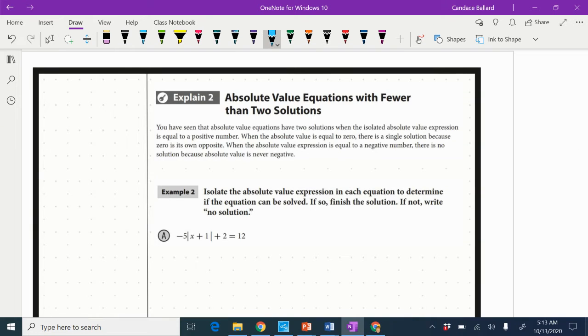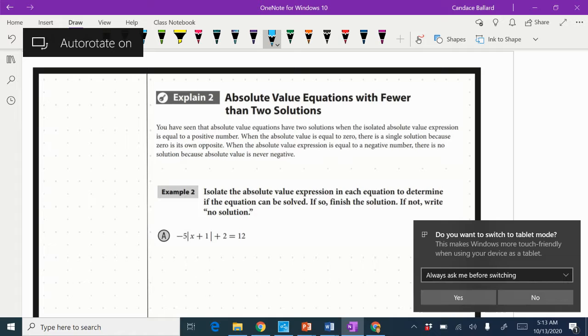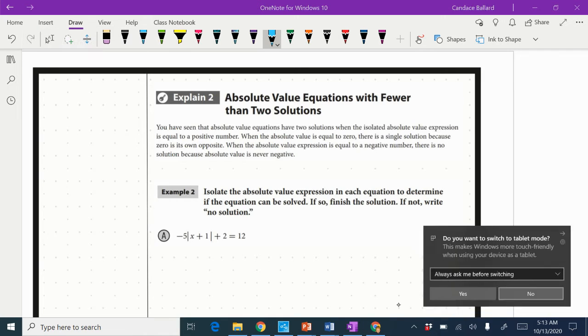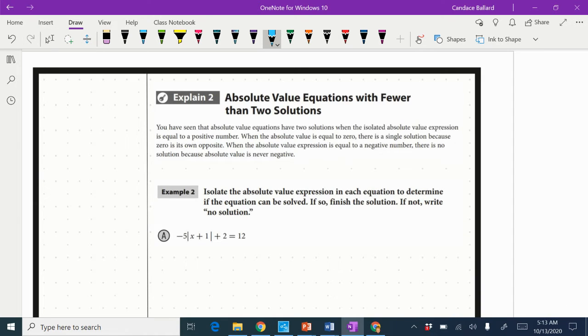So in Explain 2, we're going to look at some special cases. There are times when, and we talked about this in the Explorer, where we don't have two solutions. Sometimes we have one solution or sometimes we have no solution. So we're going to look at a couple of those problems.